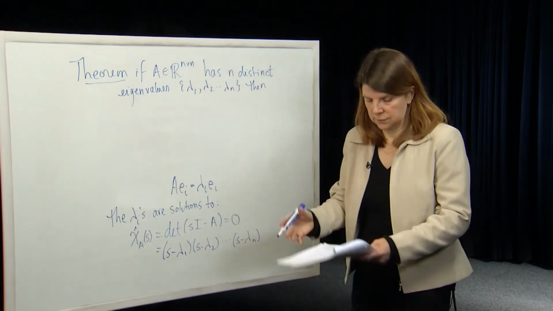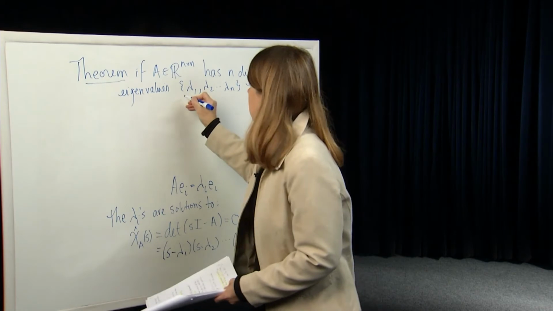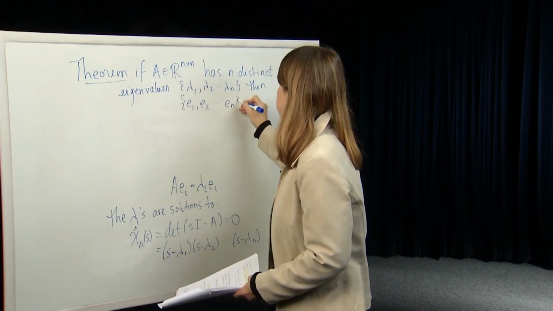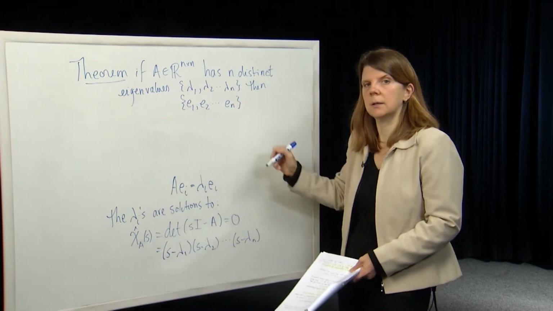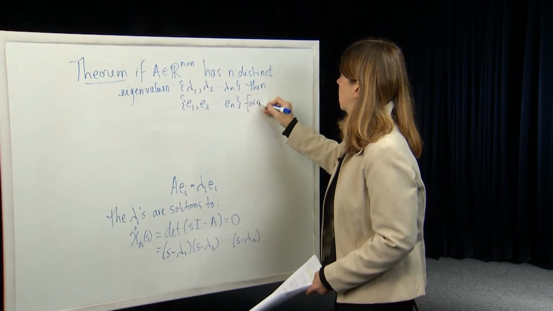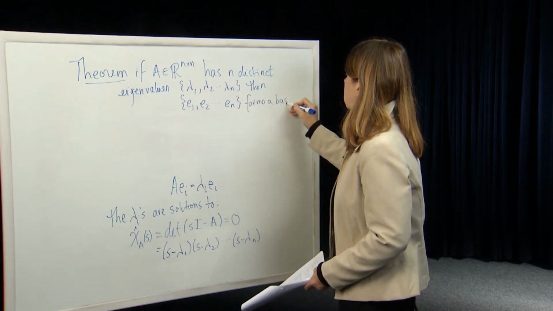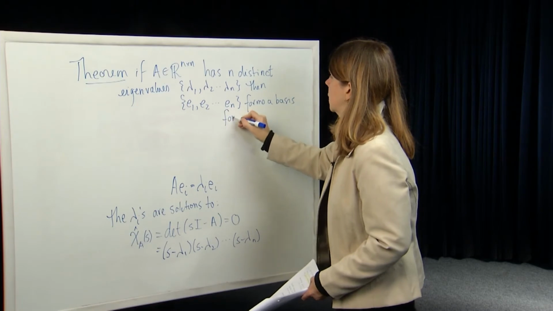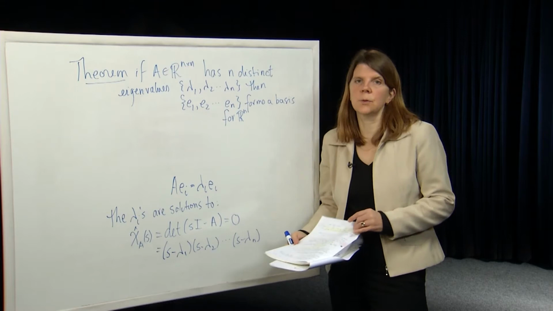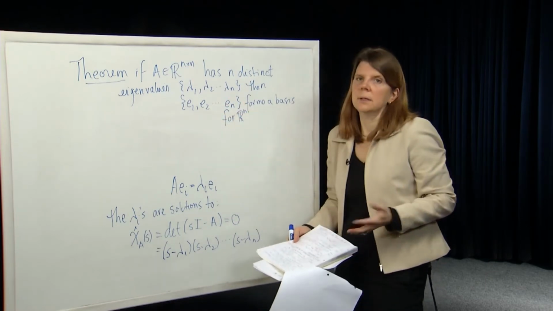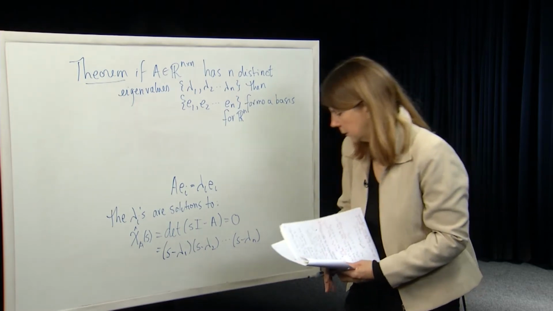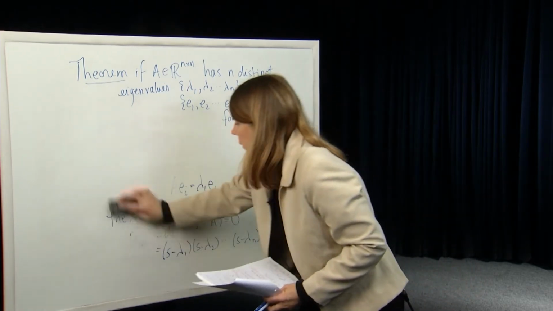So we can write that as follows. Then the set E1, E2, up to En, which are the eigenvectors associated to those eigenvalues, forms a basis for Rn. Basically we're saying that there's n of them, and that they're linearly independent when we say they form a basis for Rn. And the proof of that is pretty easy. We just write it out.